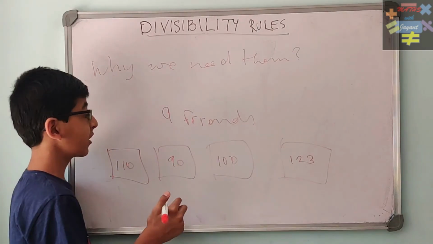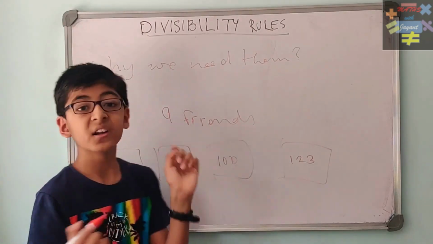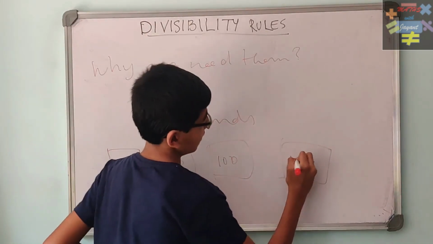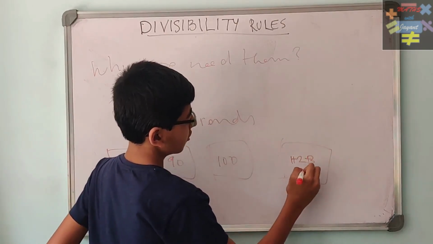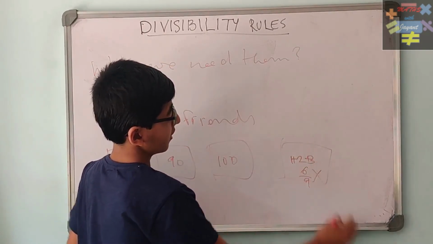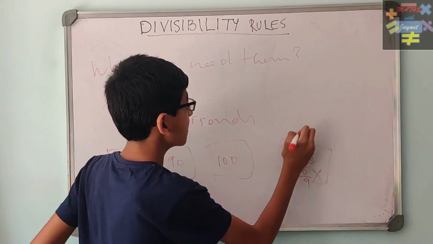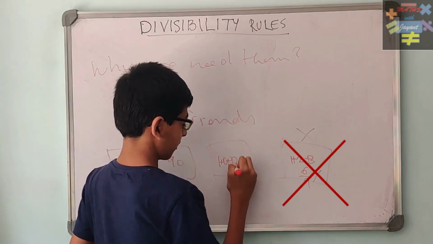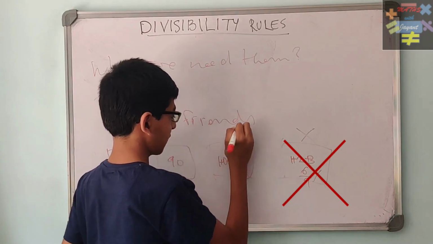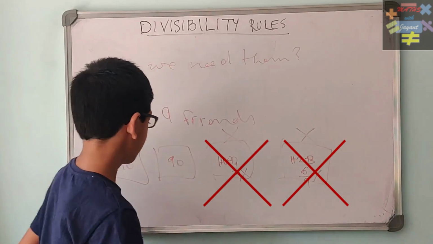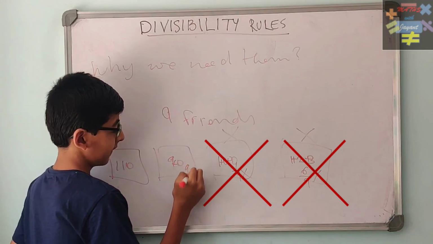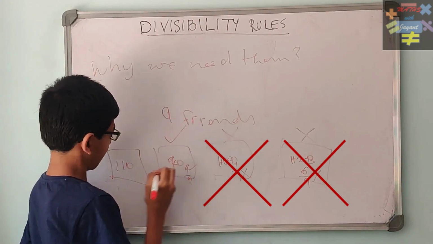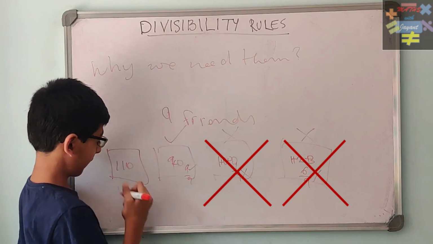So we can use the divisibility rule for 9. Let's start off from here. 1 plus 2, 3 plus 3, 6. So 6 is not perfectly divisible by 9. So this is not the answer. 1 plus 0, 1 plus 0, 1. So this is 1. 1 is not perfectly divisible by 9. He should not buy this. 9 plus 0, 9. 9 is perfectly divisible by 9. So he can buy this pack.